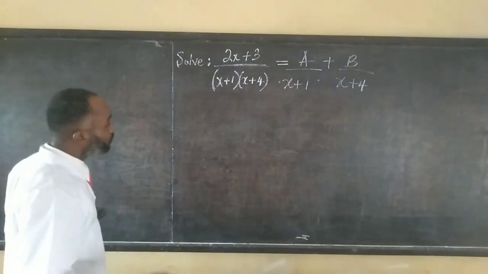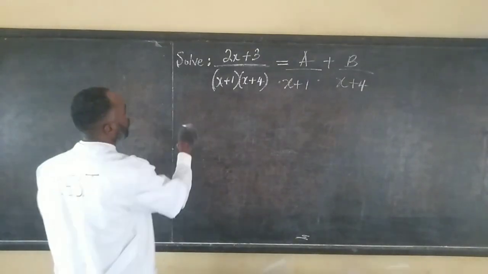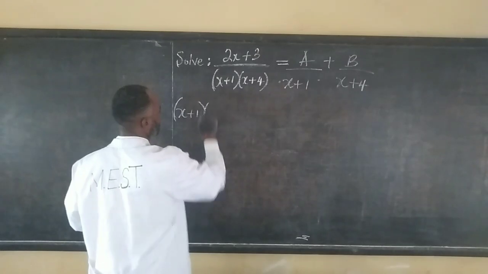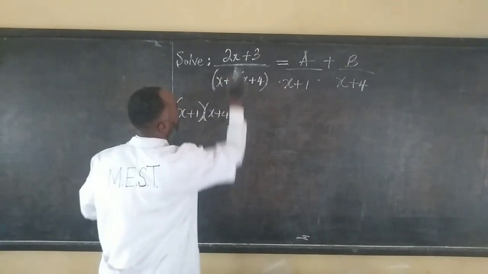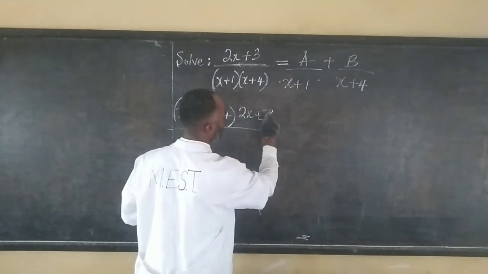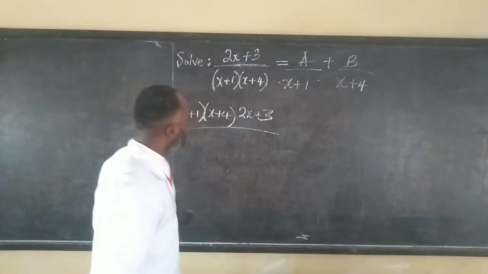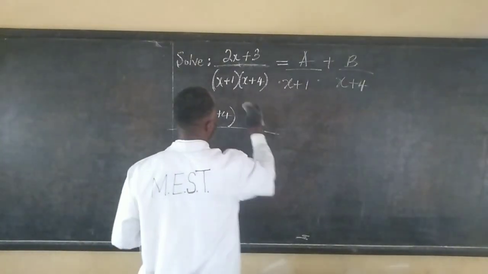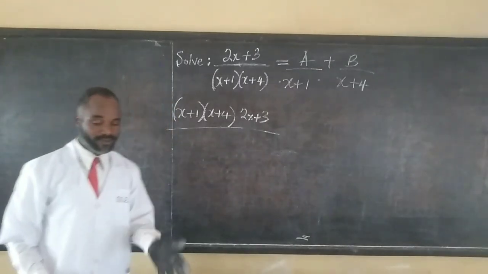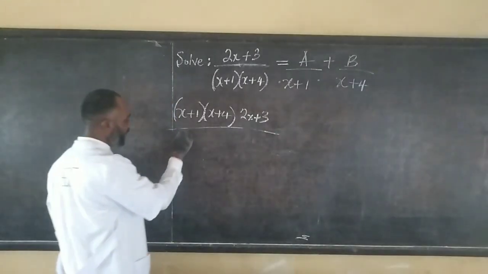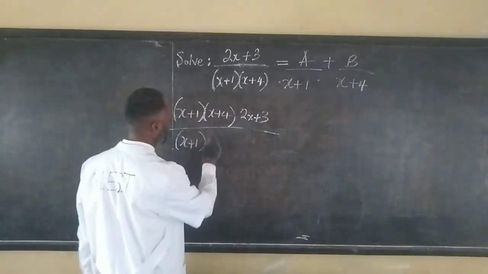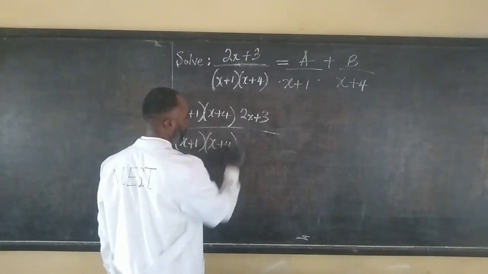So what do we do? Very simple. Look at this. Do the same thing I've always taught you. X plus 1, x plus 4. Put this down: 2x plus 3, all over. I don't like this chalk. It's not writing well. So this becomes 2x plus 3. Maintain it, x plus 1, bracket close, and go on again, x plus 4, bracket close.